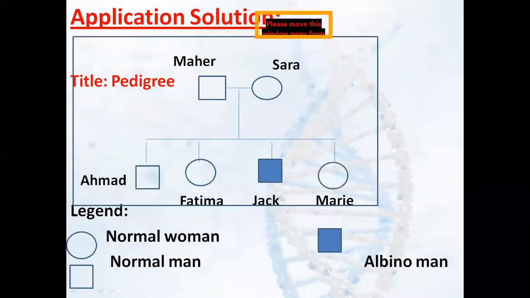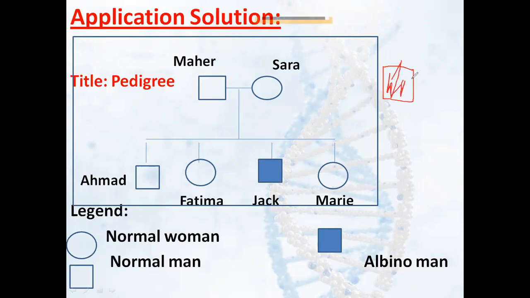So if you want to draw the pedigree, Maher and Sarah got married, so I connect them with a line. They gave birth, so I made a line down. Ahmad is a man, so I give him a box. Fatima a circle. Jack and Marie. But Jack is an albino, so you don't color it; you simply make it like this. Or you can draw a box and put scratches inside it. But you have to give the legend: this is an albino man, this is a normal woman, and this is a normal man. Without a legend, you will not get the mark.